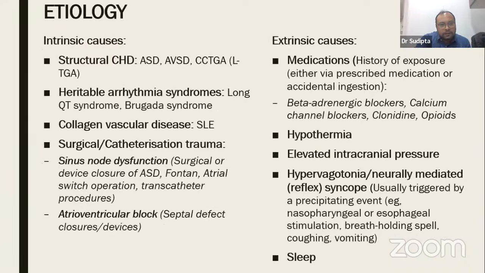Etiology: intrinsic causes include structural congenital heart diseases, heritable arrhythmia syndromes, collagen vascular diseases, surgical trauma or trauma caused by catheter procedures such as device closures and diagnostic cath procedures. And extrinsic causes include medications such as beta blockers, calcium channel blockers, hypothermia, elevated intracranial pressure, and hypervagotonia or neurally mediated syncope.